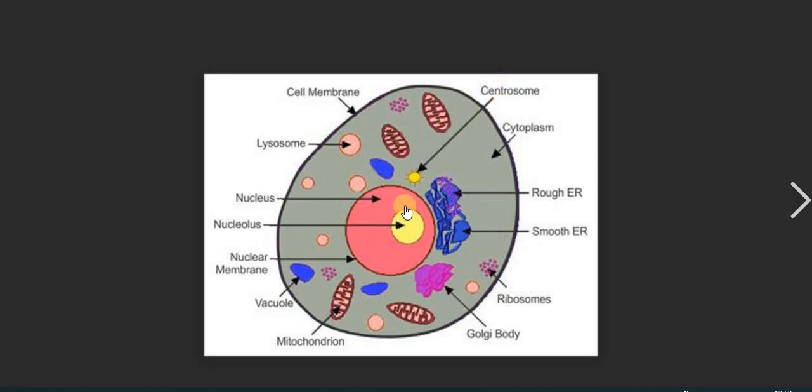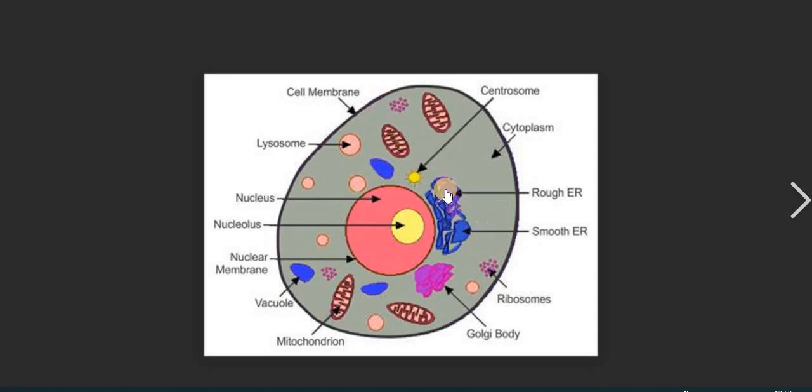This is called the nucleus. This outer line, the outer membrane, is known as the cell membrane. Between the nucleus and the cell membrane, the part where the organelles are present is called the cytoplasm. This is the cytoplasm, mentioned here with gray color. In the cytoplasm all the organelles are present.